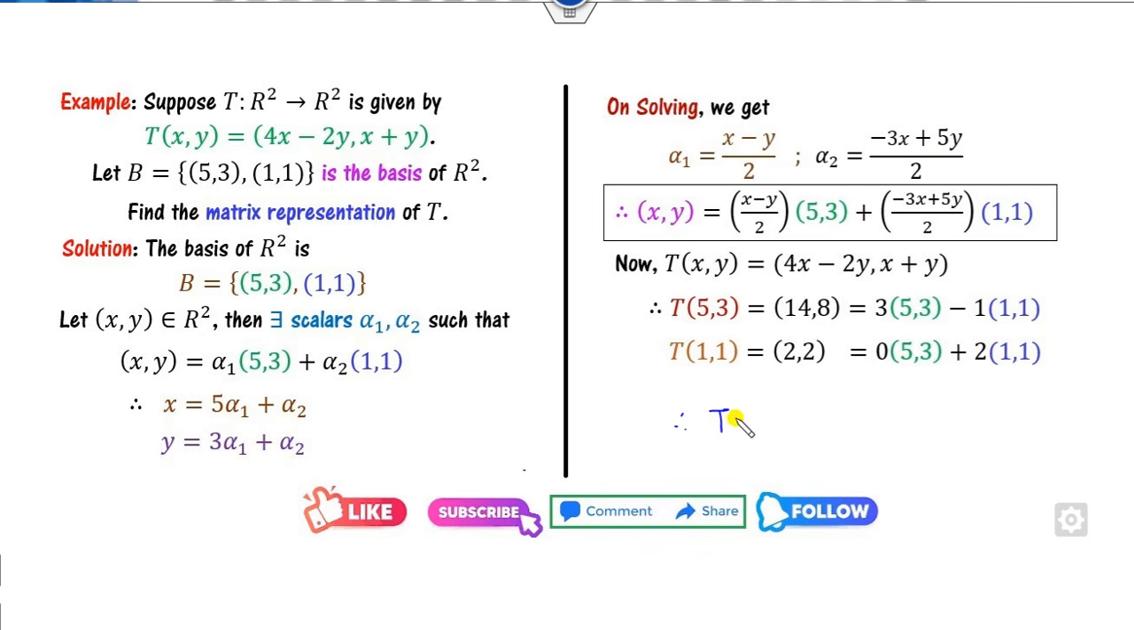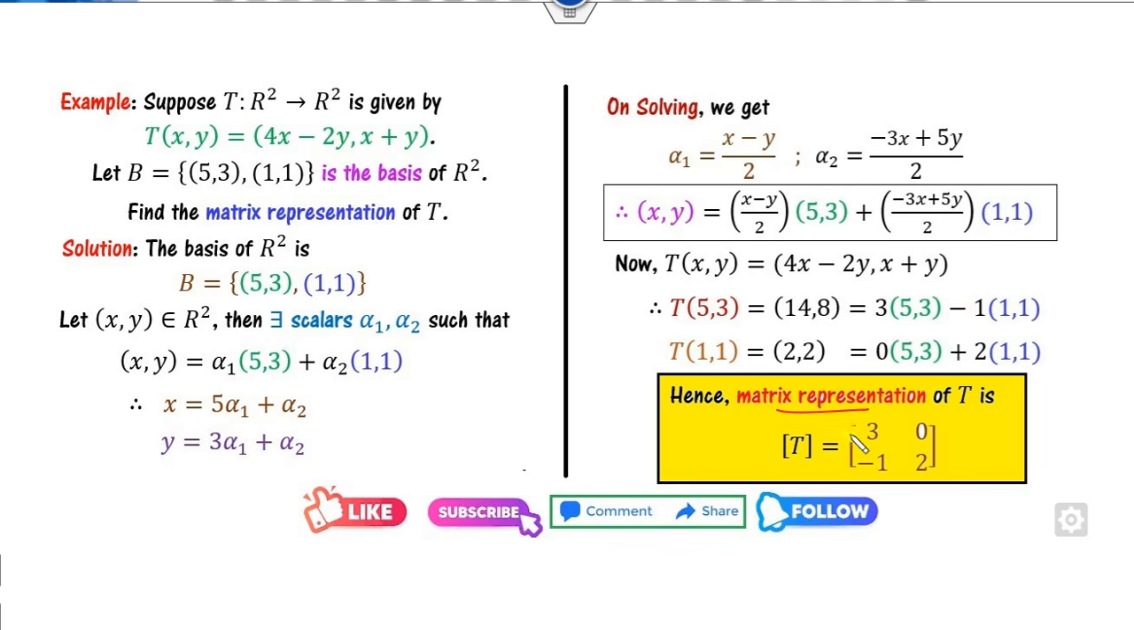So therefore, the matrix representation is always written in the column matrix. First value is 3, second value is my minus 1, always written as the column vector. Then for the next row, 0, and then plus 2 is the required matrix representation of capital T.